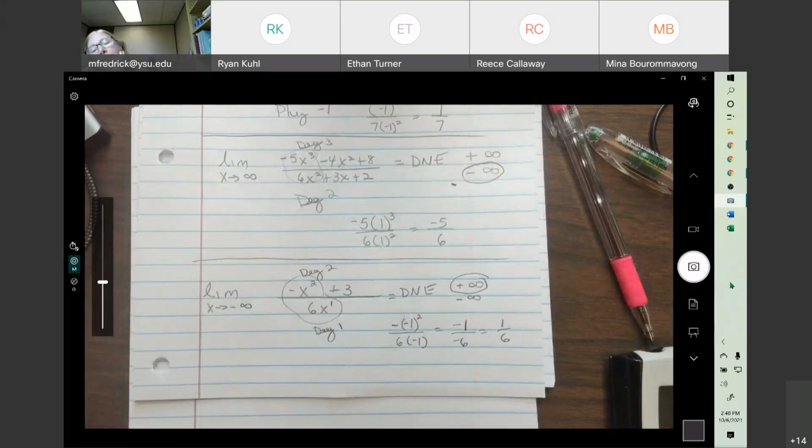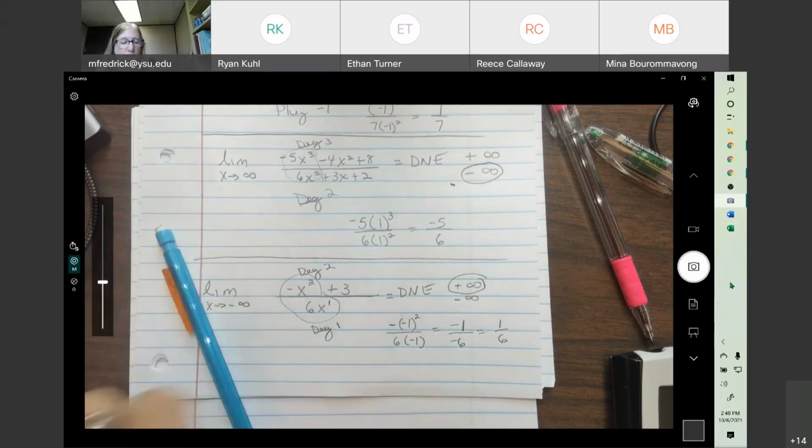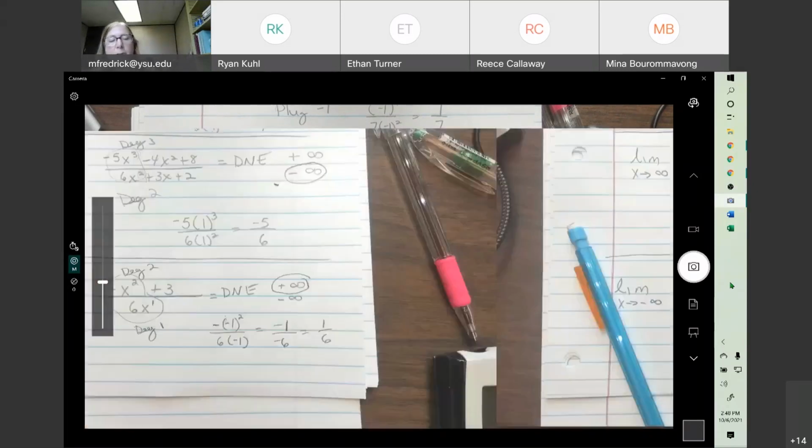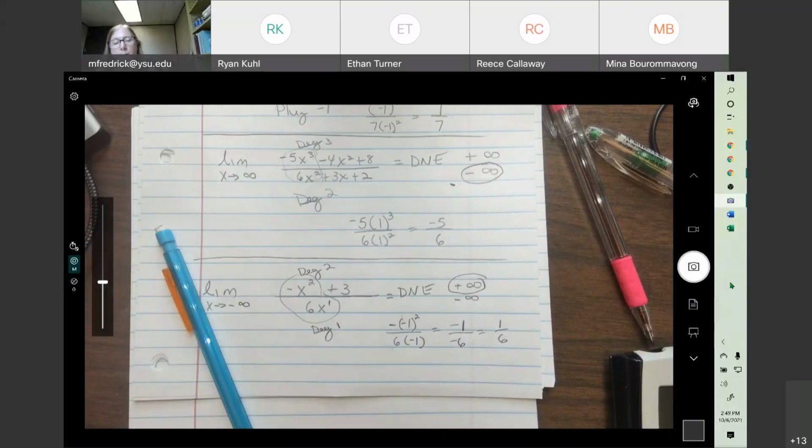Positive. There's a couple story problems I'm going to do in these 2 sections, but I will do them next class. Is there any question?